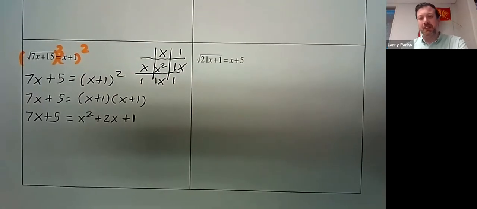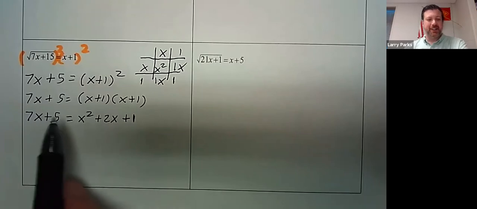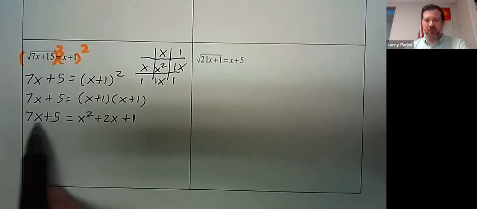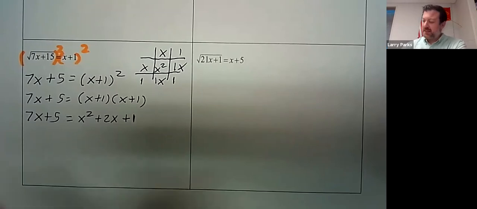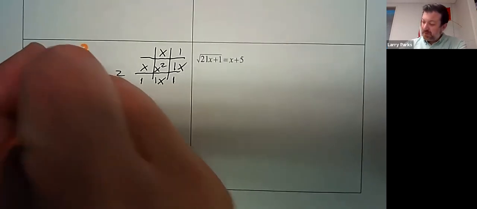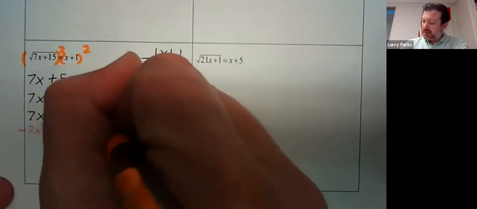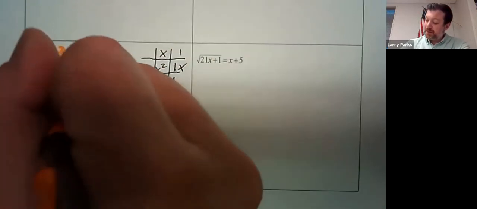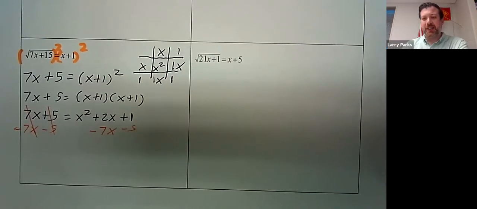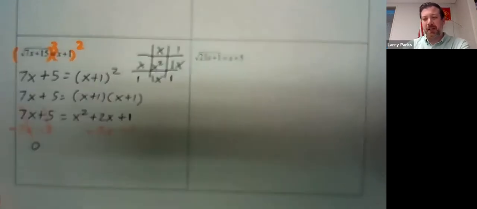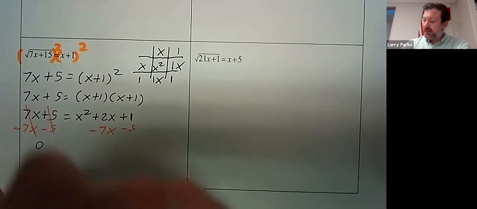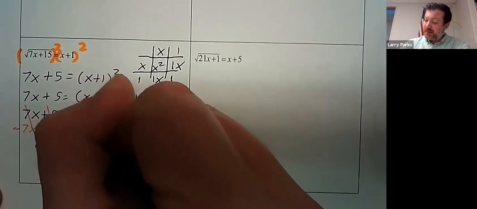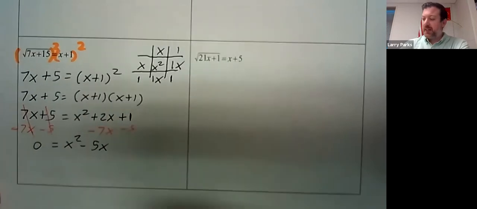Now remember, when you're solving for a quadratic, you want to keep the square term positive. So we're going to move over 7x and 5. Minus 7x, both sides. Minus 5, both sides. Remember, we always try to get 0 on one side because we can use the zero product property that we've already learned. So that'd be x squared minus 5x, and 1 minus 5 is negative 4.